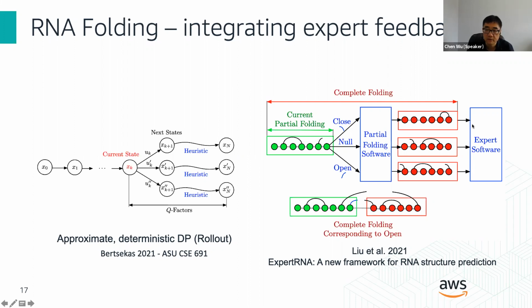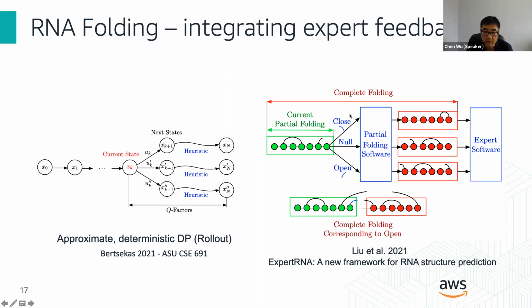So you can use existing folding software to run what happens after state k+1. But then you only make a decision on the first step here. Suppose you already have completed your folding up to state xk, and then you do a one-step look ahead and try three different options, and then the rest of it you don't expand anymore. You just use existing software to do it.